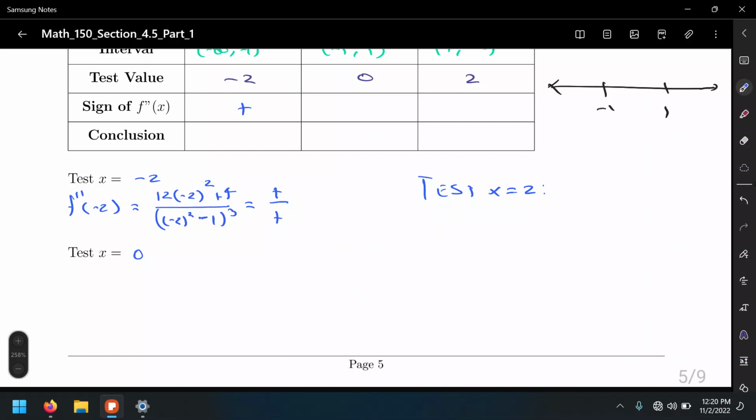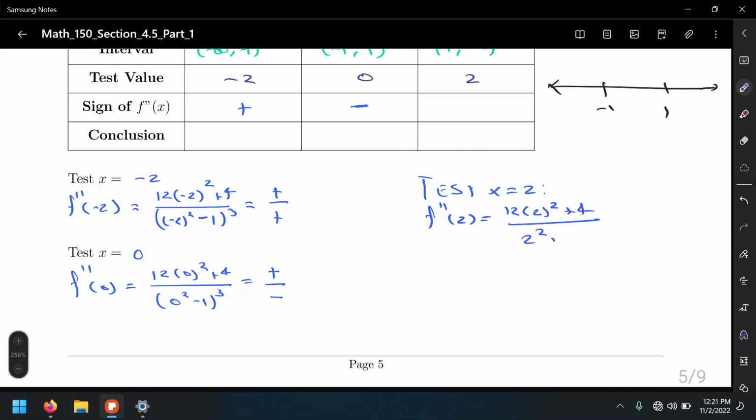And well, what about testing x equals 0? So f double prime at 0, that's 12 times 0 squared plus 4 over 0 squared minus 1 quantity cubed. Well, 0 squared, which is 0, times 12, that's also 0, plus 4 is positive 4 in the numerator. And in the denominator, be careful, check this out. 0 squared, that's 0. 0 minus 1 is negative 1. But that negative 1 being cubed, is that going to output a positive or a negative value? Negative. Alright, what's positive over negative? Negative. Alright, f double prime at 2: 12 times 2 squared plus 4 over 2 squared minus 1 cubed. So again, it's going to be the same result as before, positive over positive, and that's positive.